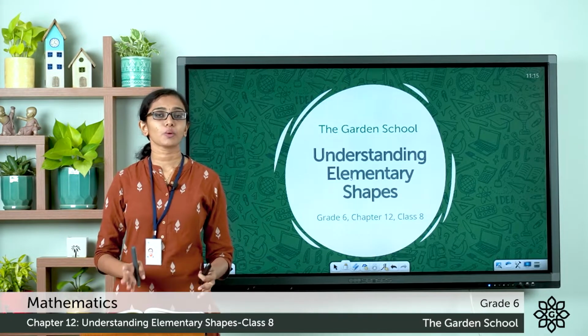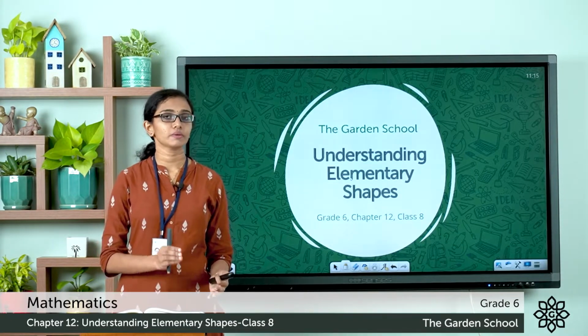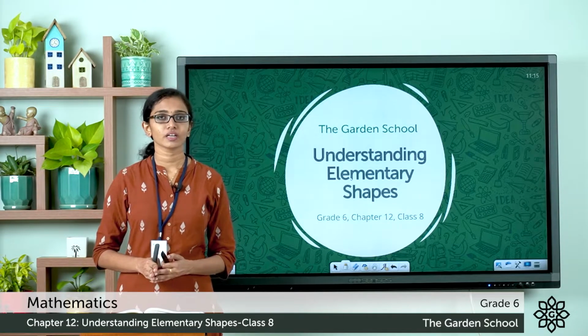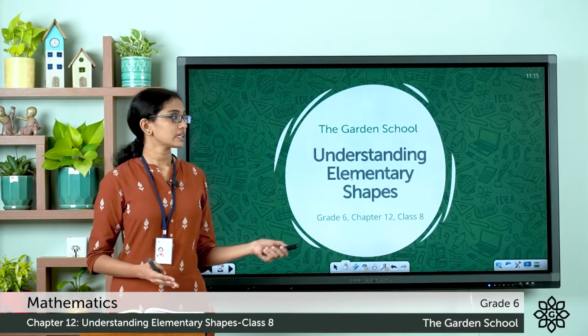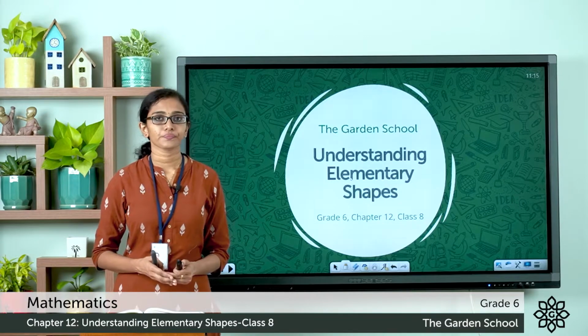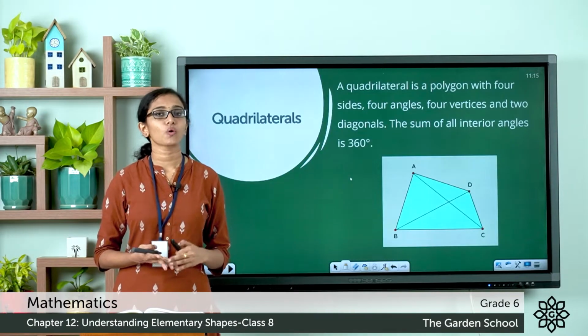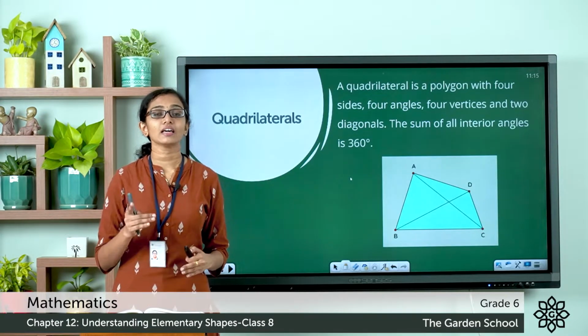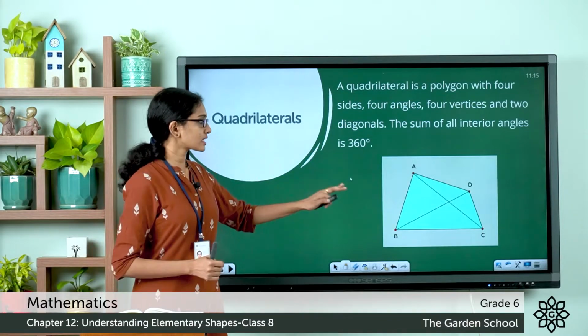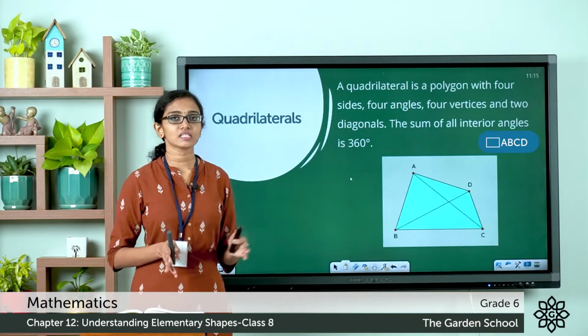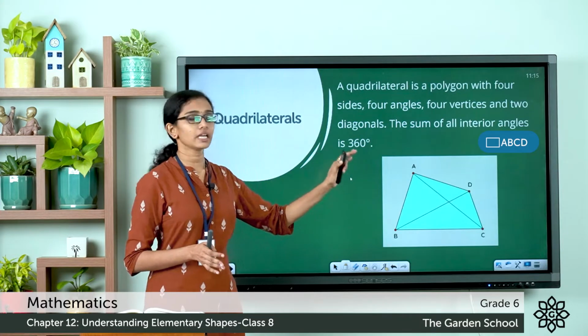Let's talk about quadrilaterals. Now we have learned about quadrilaterals before in the previous chapter. So a quadrilateral is a four-sided polygon. So it has got four sides, four angles, four vertices and two diagonals. Here you can see a quadrilateral, that is quadrilateral ABCD.